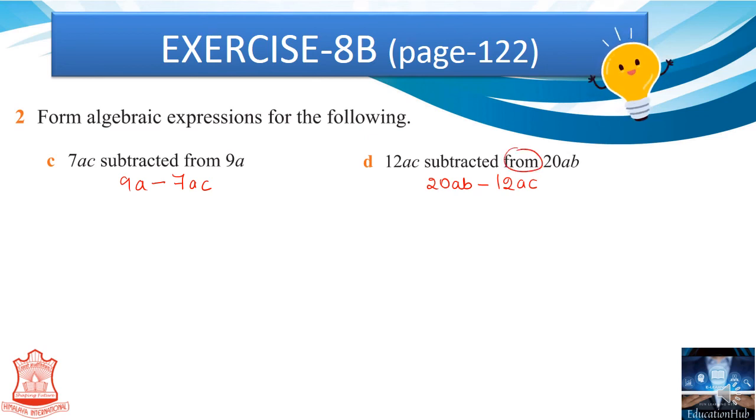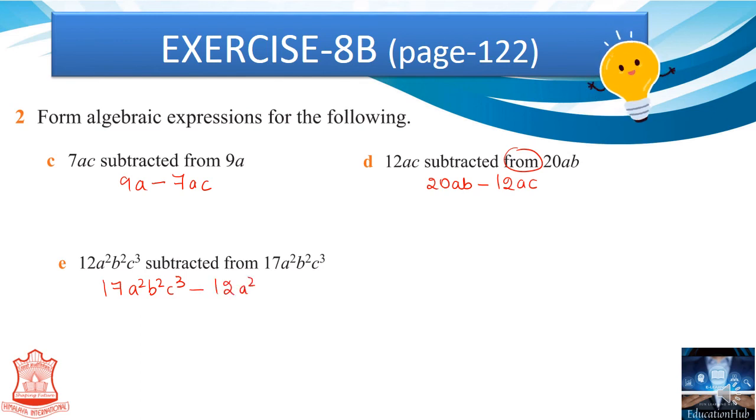and the first term becomes the second term. Let's see one more part, that is E part. 12a square b square c cube subtracted from 17a square b square c cube, that means from 17a square b square c cube we have to subtract 12a square b square c cube, and both are like terms, so when we subtract we will get the answer as 17 minus 12 is 5, so it will be 5a square b square c cube.